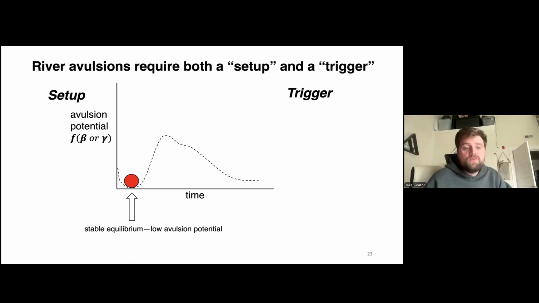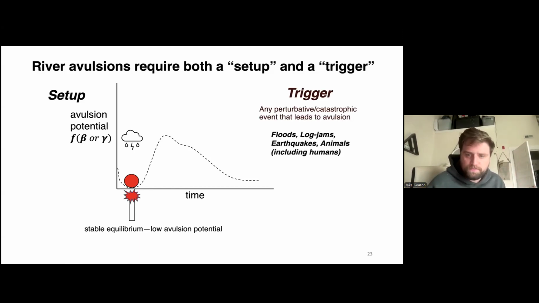Now, the idea is when you have low setup, so you have low super elevation or low gradient advantage, we're at something called a stable equilibrium. We have a low avulsion potential. And so what that means is that when we get a trigger, meaning any perturbative or catastrophic event that could possibly lead to a river avulsion, meaning floods or log jams, I mean earthquakes, animals, humans. Well, that can happen, but the river isn't going to avulse.